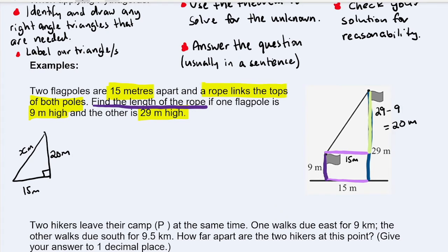And then we just apply our Pythagoras theorem. So we start with, because we want the hypotenuse, this version of the theorem. Okay, then we substitute in what we know. And then we can find our answer. So let's have a look at our answer.